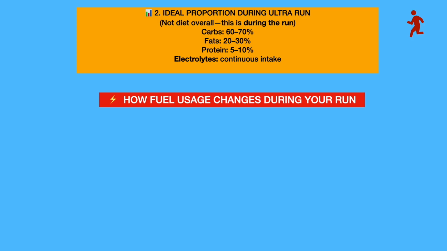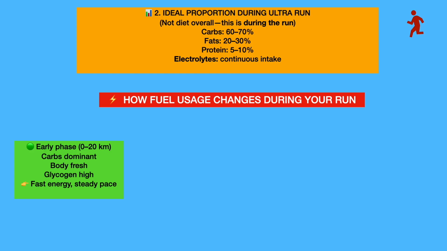The early phase, that is from 0 to 20 kilometers, the nutrient taken should be mainly carbs. The glycogen is high and the body is fresh. You will be running at a steady pace and the body needs quick energy, hence carbs are the best fuel.